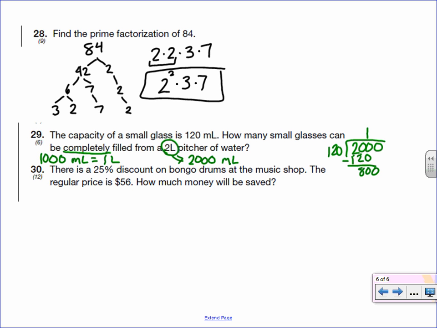Bring the 0 down. How many times does 120 go into 800? Well, 120, 240, 360, 480, 600, 720, and that's it. So 6 times 120 is 720, and 800 minus 720 is 80. So we would have 16 glasses with 80 milliliters left over, so it can fill 16 glasses completely.